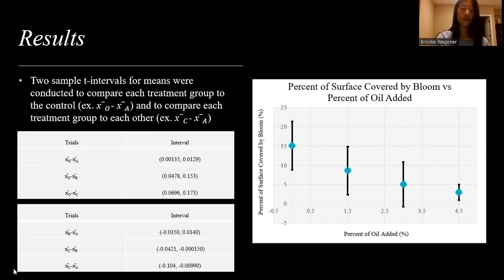then for the second table, comparing each treatment group to each other, the first value does contain 0. The second value of the second comparison is very close to 0, so I determined that it was too close and not statistically significant enough. But comparing treatment groups C and A, I did determine that that was far enough from 0 and statistically significant.